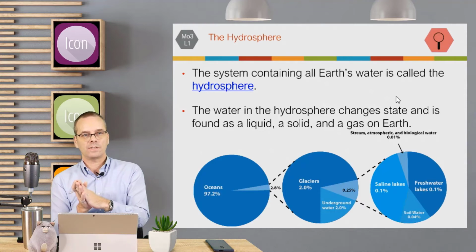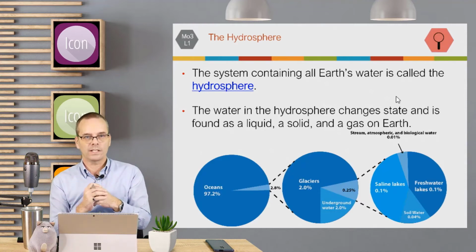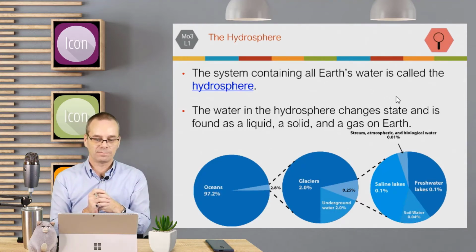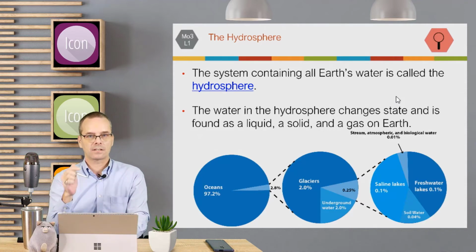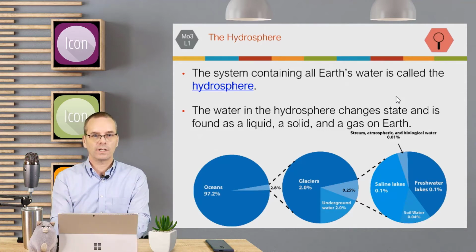Now let's look at the hydrosphere. That's where all the water is, right? We call that the hydrosphere. The water in the hydrosphere changes state between liquid, solid, and gas on Earth, right?